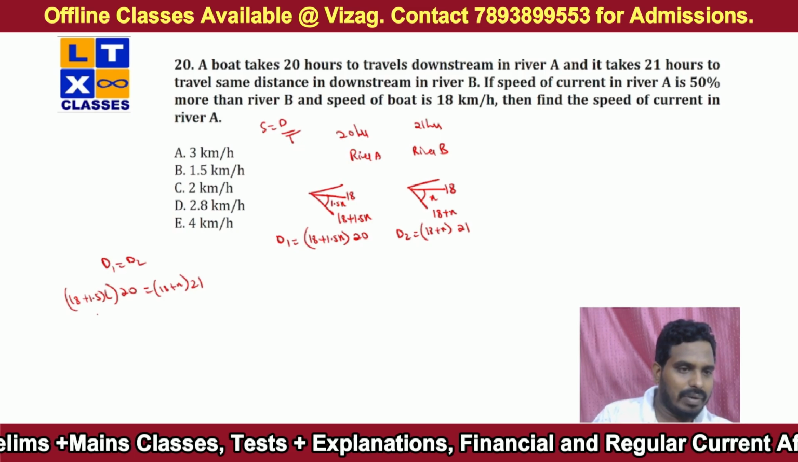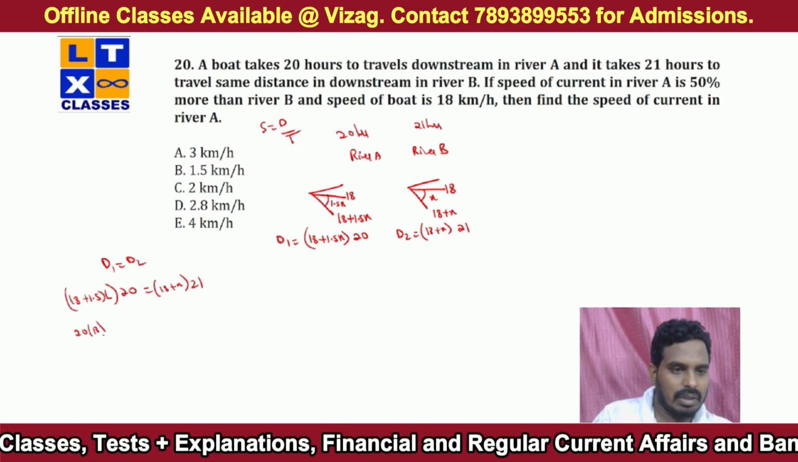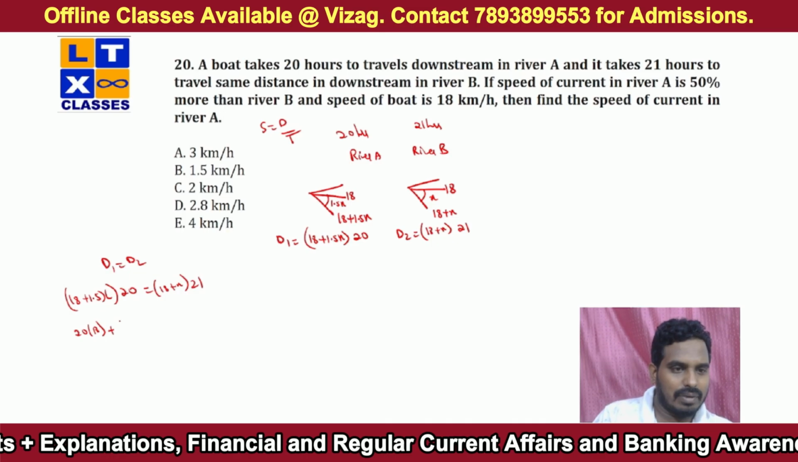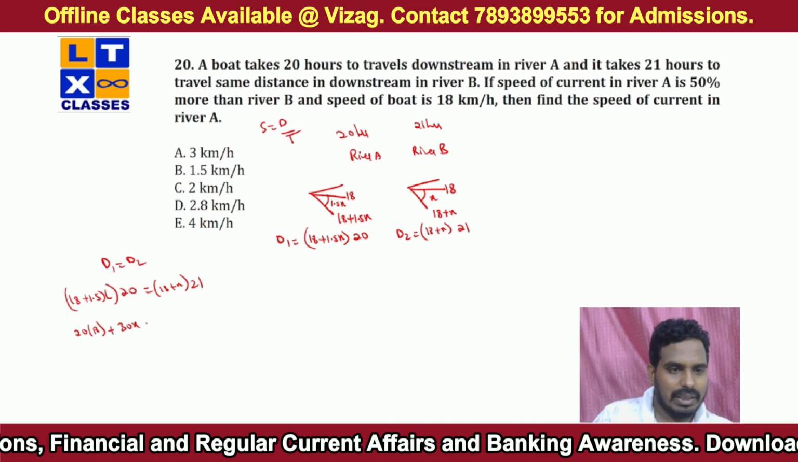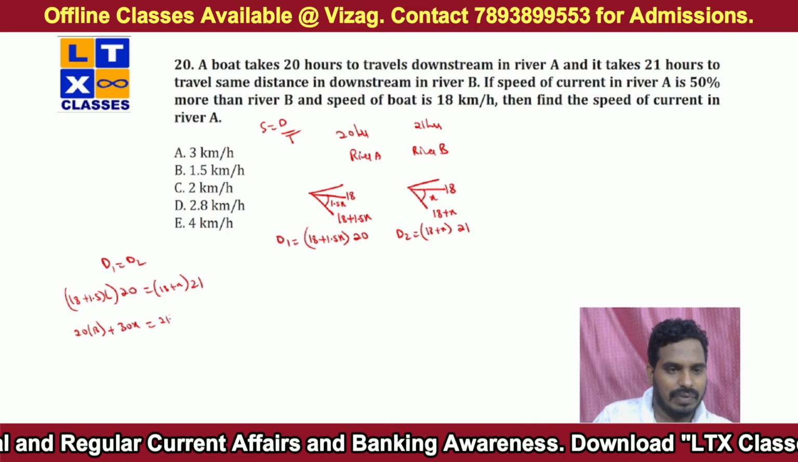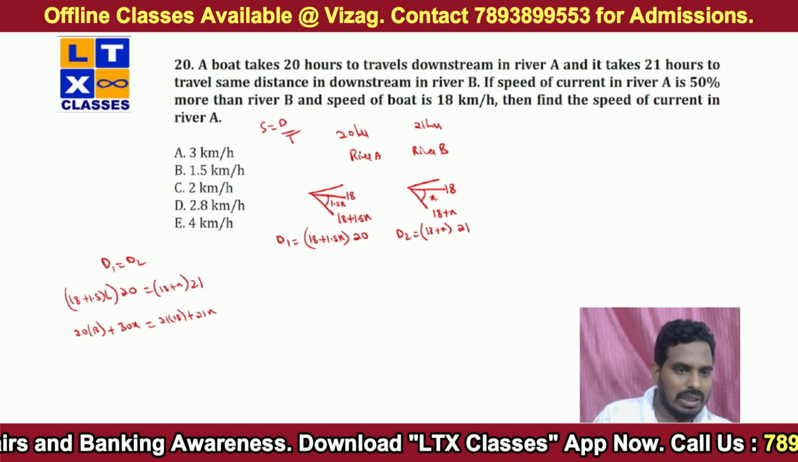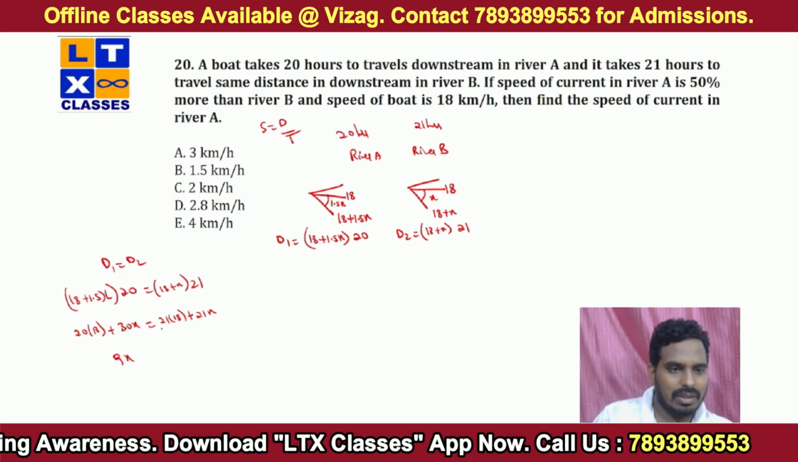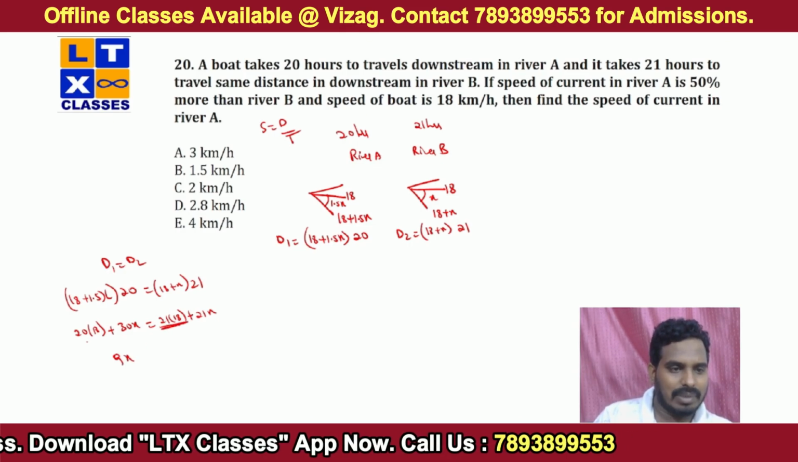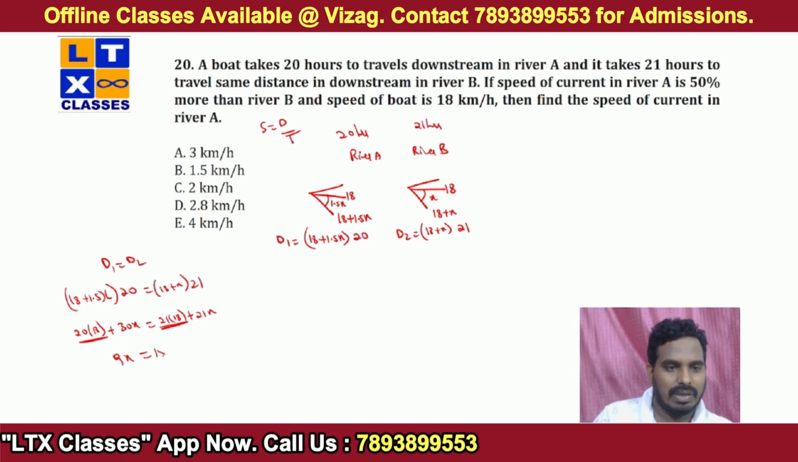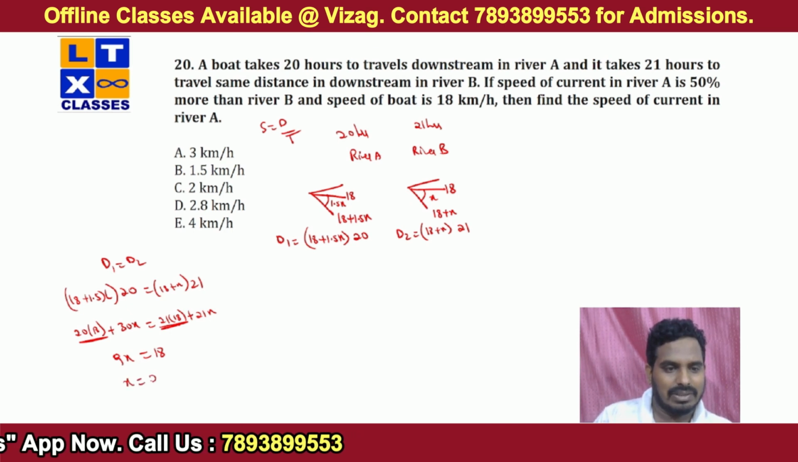This is 20 into 18 plus 20 into 1.5, 30, right? 30x equals this is 21 into 18 plus 21x. So 31 minus 21 would be 9x. Now out of 21 18s, I am subtracting 20 18s. So you'll be left with 18. So the value of x is 2.